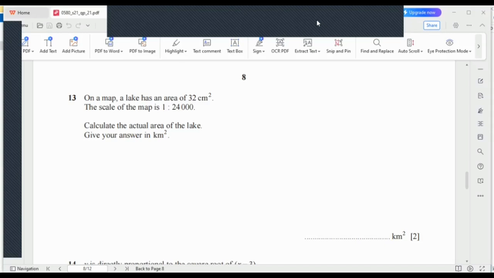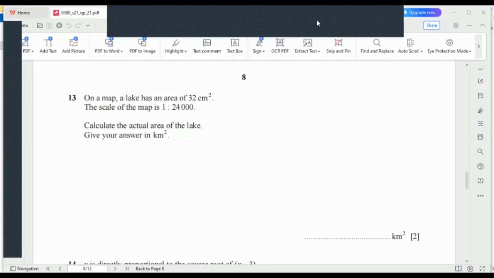Now, one thing I want you to know is whatever scale they give you in the question is always the length scale. That's the scale of the length. The scale of the map is 1/24,000, which means for every 1 unit on the map, you represent it with 24,000 units in real life by length. This is by length, not by area.